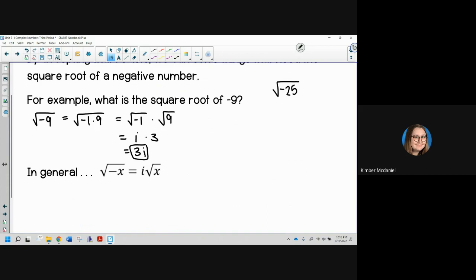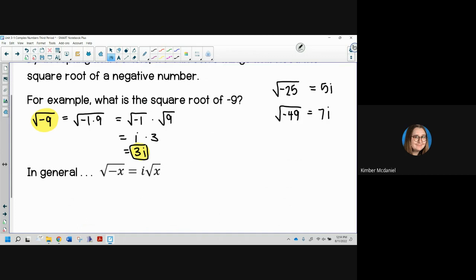So again, we said the square root of negative 9 equals 3i. Looking at that pattern, somebody tell me what you think the square root of negative 25 is. 5i. Okay. Let's keep going. What if we had the square root of negative 49? 7i. So tell me, looking at these, where do the i's come from?